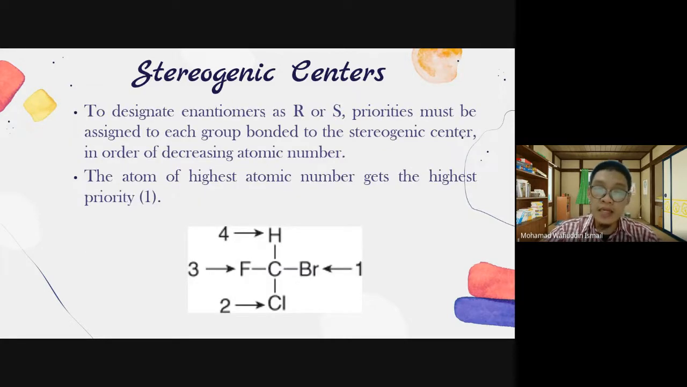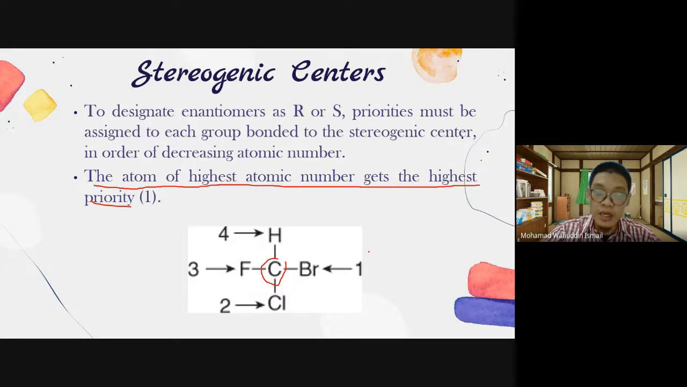To designate R and S, priorities must be assigned to each group bonded to the stereogenic center in order of decreasing atomic number. This is important: the atom of highest atomic number gets the highest priority. So we already know the center, and then we look at how to differentiate the groups.